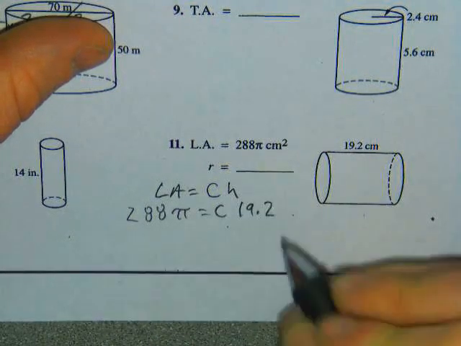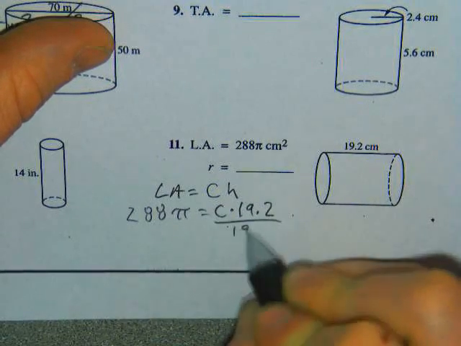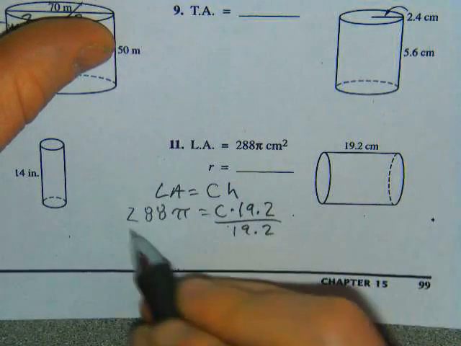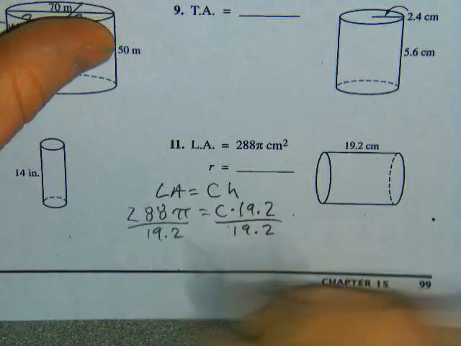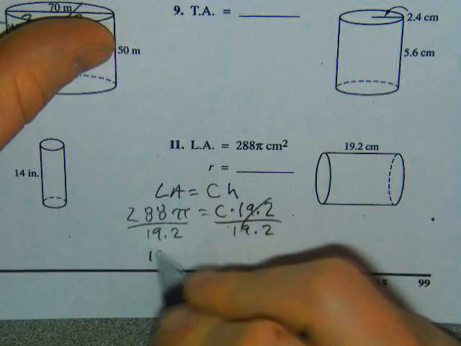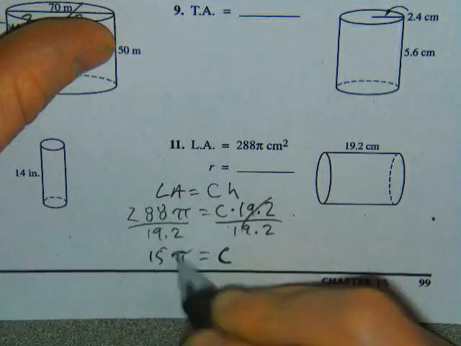So go in rule of algebra. Opposite operation, hunt zeros and ones. If you do it to one side, you do it to the other. I'm going to leave the pi alone, so I'm just going to go 288 divided by 19.2. And I get 15 pi. I'm going to leave the pi because it's an exact number and I don't have to do any math or rounding with it. I just let it sit.